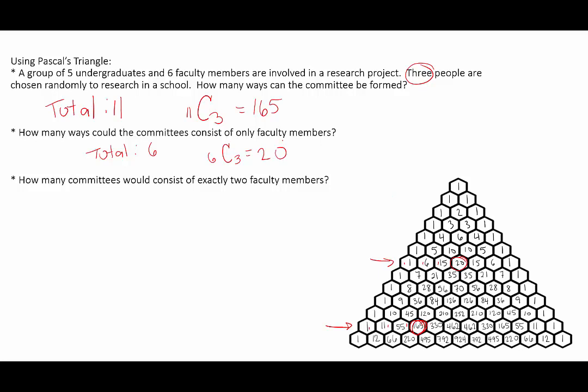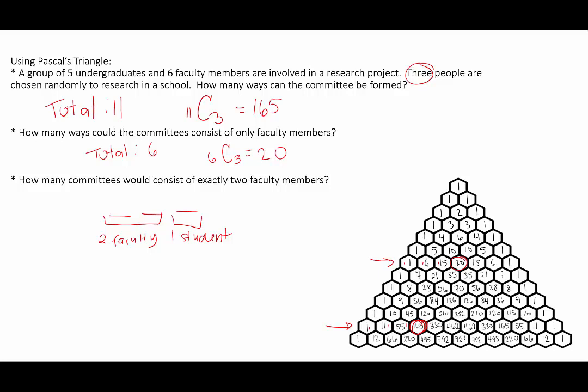And lastly, how many committees would consist of exactly 2 faculty members? This is a 3-person project, right? So 1, 2, 3. This is 2 faculty members here, which means the 3rd person must be what? This person must be an undergrad. So I'm just going to say student.